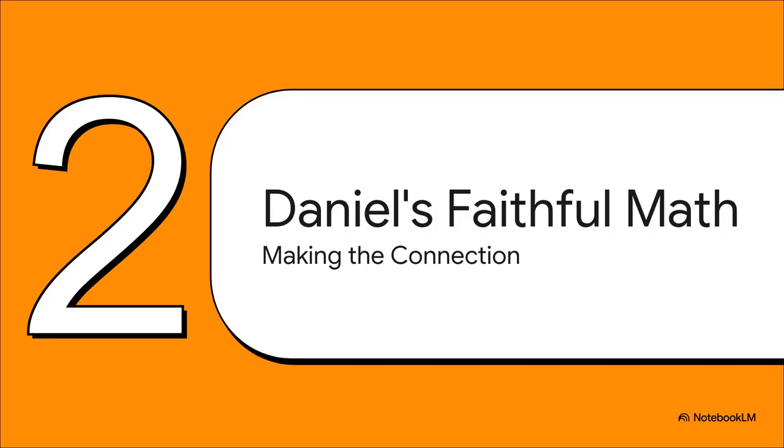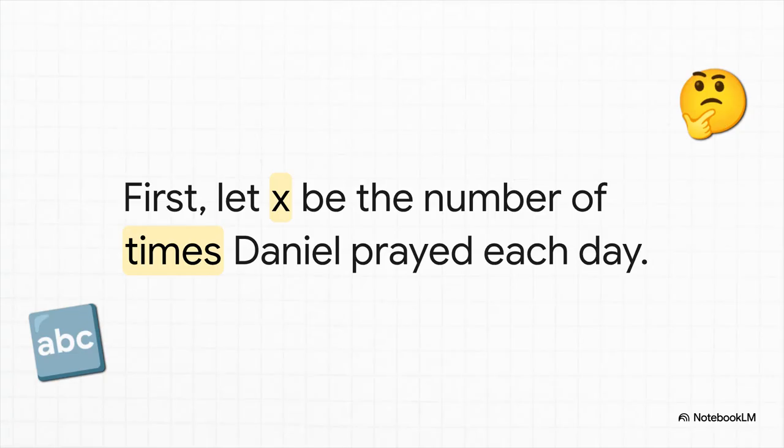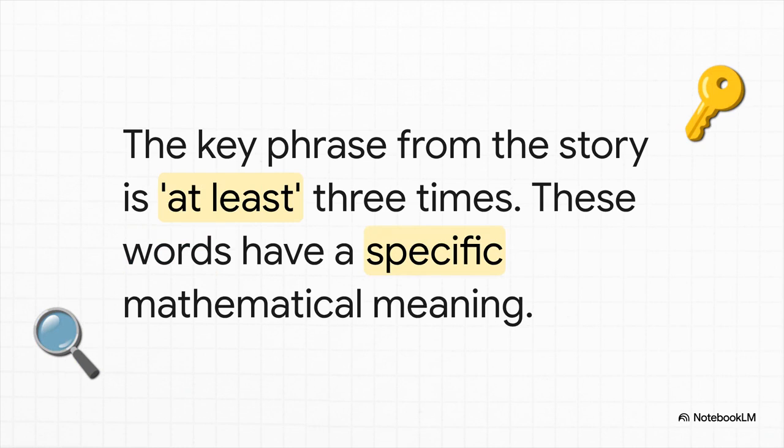Okay, so let's build on that foundation. Now we're going to connect the story of Daniel with those symbols we just looked at. And this is where the lesson gets really creative. First things first, just like any algebra problem, we need a variable. So the lesson says, let x be the number of times Daniel prayed. Simple enough, right? Now we go hunting for the clue.